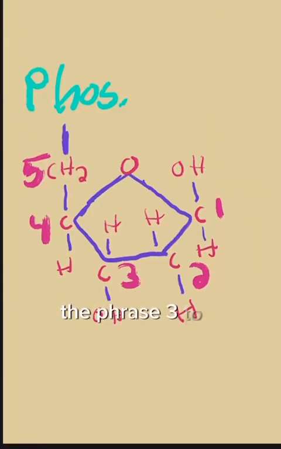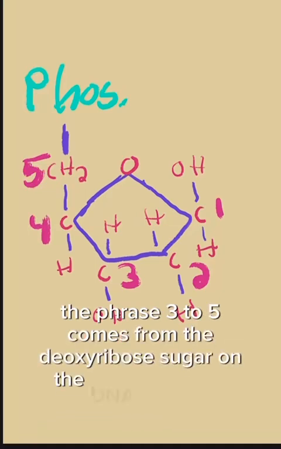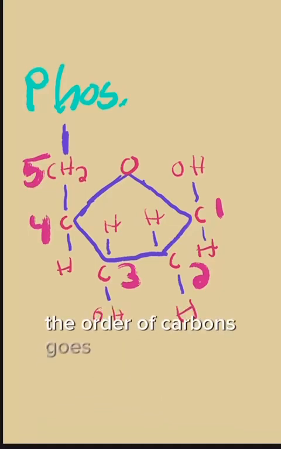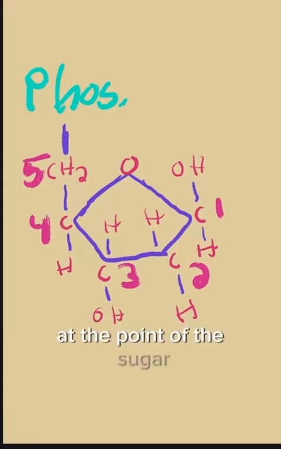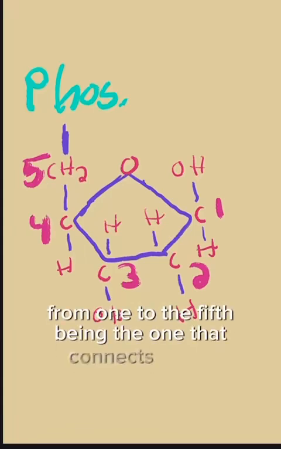The phrase 3 to 5 comes from the deoxyribose sugar on the DNA backbone. The order of carbons goes clockwise from the oxygen at the point of the sugar, from 1 to the 5th, being the one that connects to the phosphate.